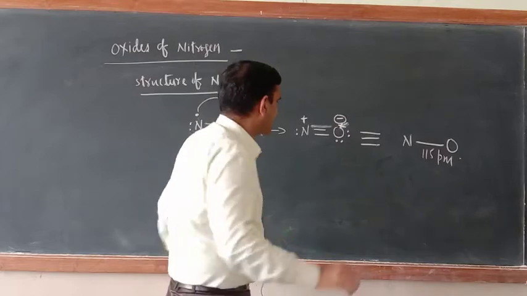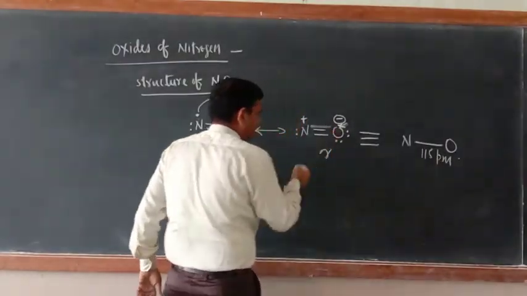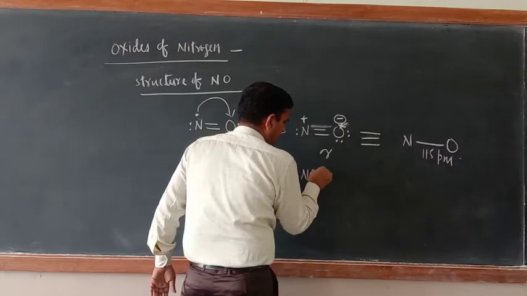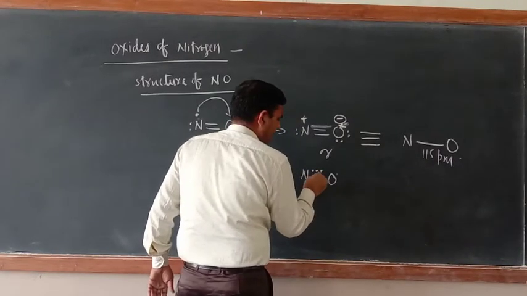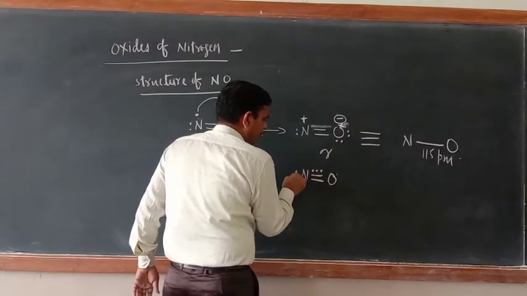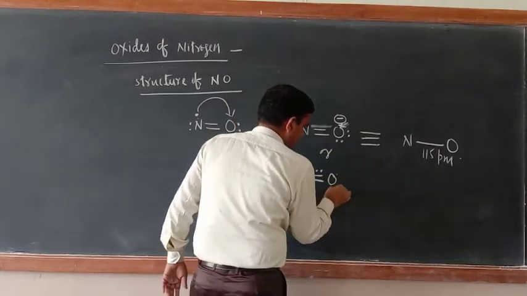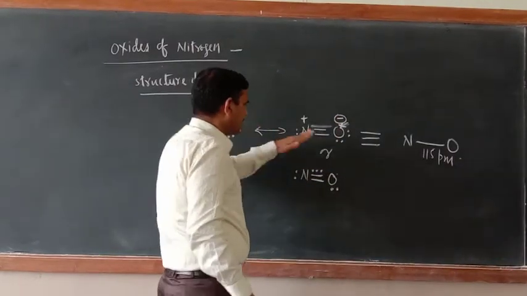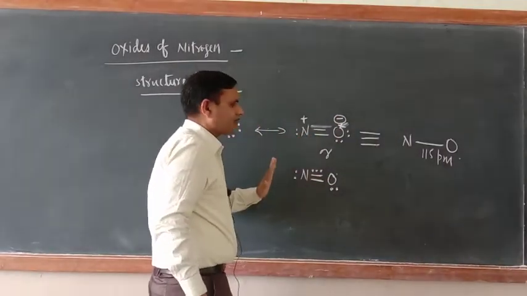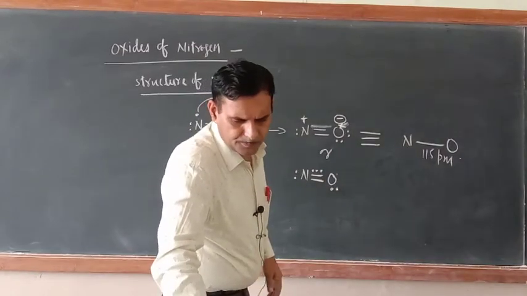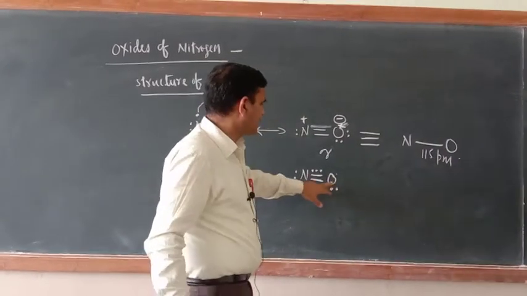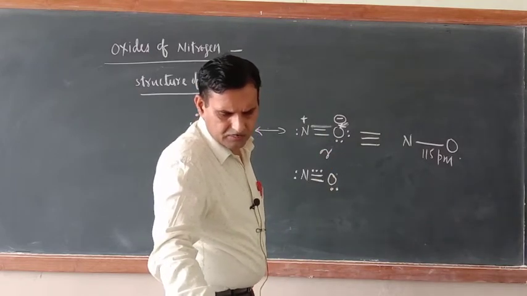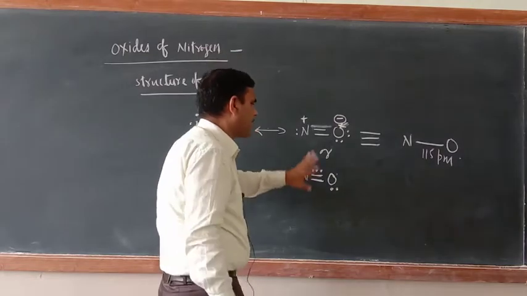Now this can be written first, that was also correct only. This can be written like that also. Here double bond, here 2 electrons, O, and here just 2 electrons. Both are correct, both are the same thing only. There is no issue, either you make this one or this one. The earlier one was also correct. Now 2 electrons only with the oxygen here. The 115 picometer bond length is correct.